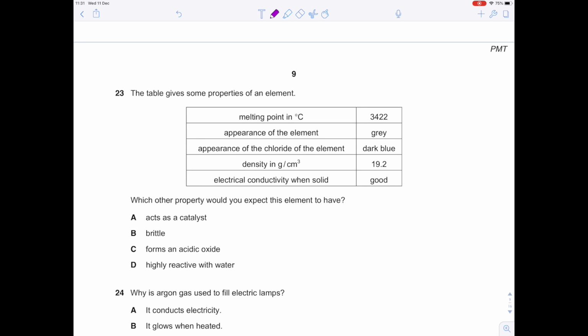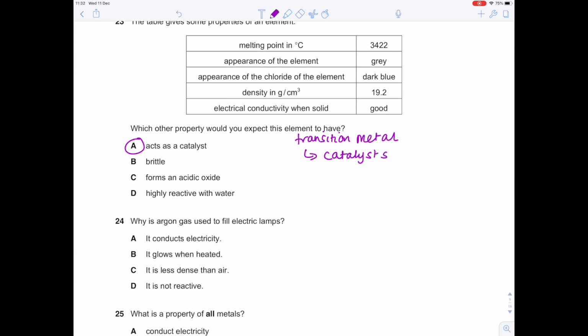The table gives some properties of an element. It has a high melting point, it's grey, has a dark blue chloride, quite a high density, and it has good electrical conductivity. I'm thinking because it has a high melting point, the fact that it's grey, the fact that it has good conductivity, that it's probably a metal. I think it's going to be a transition metal, which remember forms coloured compounds and can act as catalysts. It won't be brittle because it's a metal, so 23A. It won't be an acidic oxide because it produces basic oxides, and it won't be highly reactive with water.